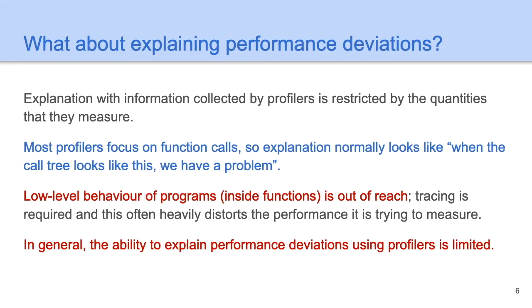Now, what about explaining performance deviations? Explanation with information collected by profilers is restricted by the quantities that they measure, and most profilers focus on function calls, so explanation normally looks like, when the call tree looks like this, then we have a problem. Further, low-level behavior of programs, for example the code inside functions, is out of reach, at least in the Python setting, because tracing is required, and in this case, the amount of overhead that is generated would completely distort the performance being measured. So in general, the ability to explain performance deviations using profilers is quite limited.